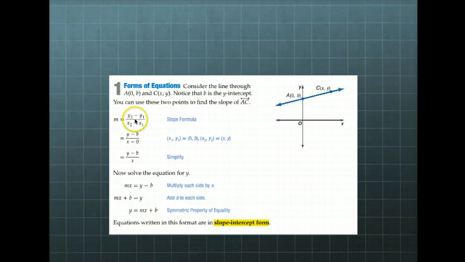What they're doing here is using the slope formula, and they're saying point A is x1, y1, and point C is x2, y2. Substituting it in to find the slope, and then solving for y. So they multiply both sides by x and then add b. So y is equal to mx plus b. So that's the symmetric property of equalities, how we can flip that around. So equations written in this format are called slope-intercept, where m is the slope and b is the y-intercept. Slope-intercept.